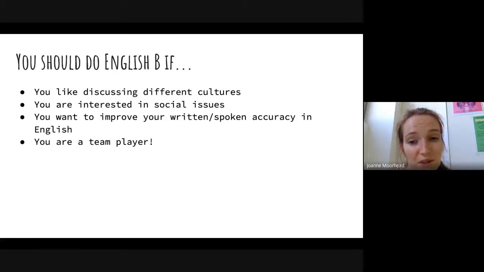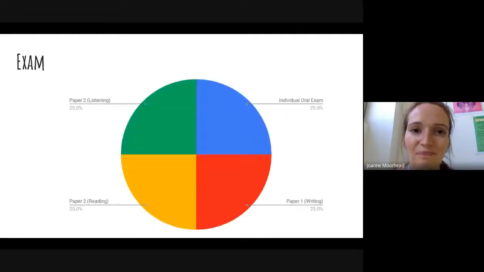You will improve your written and spoken accuracy in English. We do traditional style reading texts and listening texts. But we try and do it in a fun way. And at least in my classes, but I am guessing it's the same for Maud, there's lots of group work. So please be prepared to cooperate, be a team player, help your classmates. If you know something that they don't know, support them as best as you can.